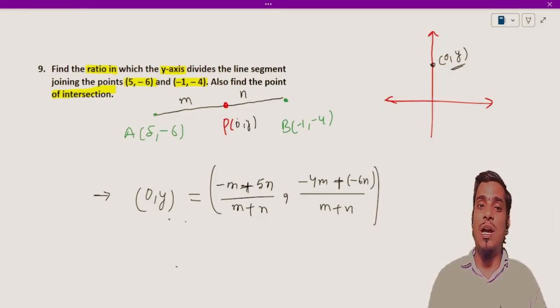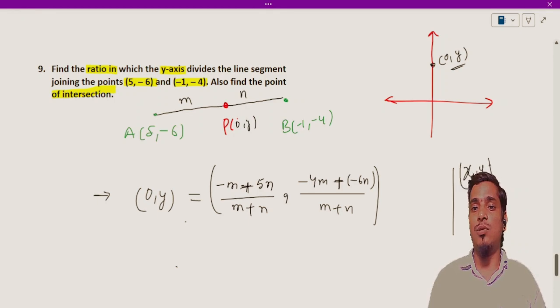Over here, as the two coordinates are equal, as we already know, equal coordinates means x1 equals x2 and y1 equals y2.